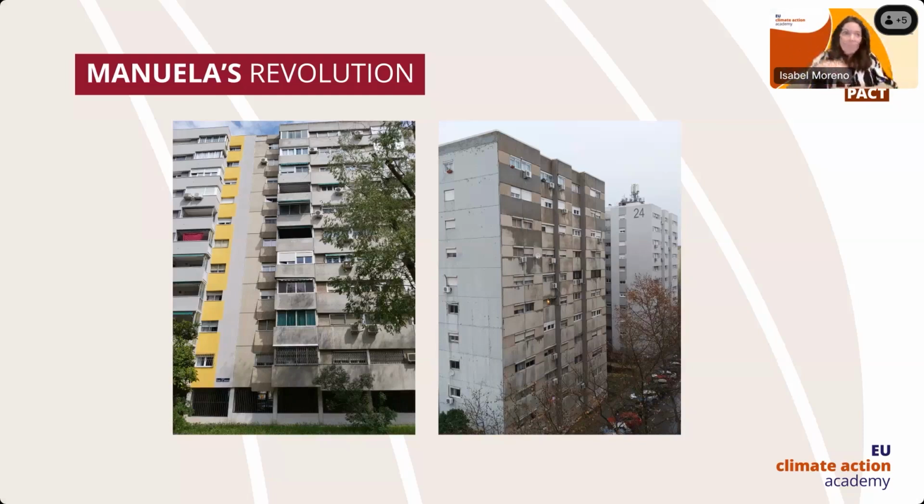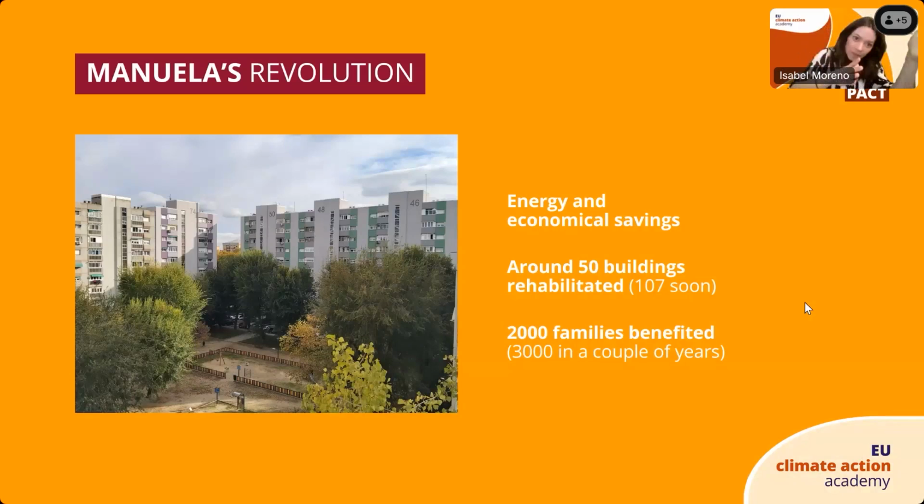Little by little, step by step, more and more neighbors started to change their buildings, and now the neighborhood looks like this. If we move to the next slide, this is a comparison between how buildings are now and how buildings looked some years ago. A lot of buildings have energy and economic savings. They used to spend more than €200 on heating during winter, and now they spend like 60 euros per winter. That's a great difference. Also, they emit much fewer gases to the atmosphere because of this.